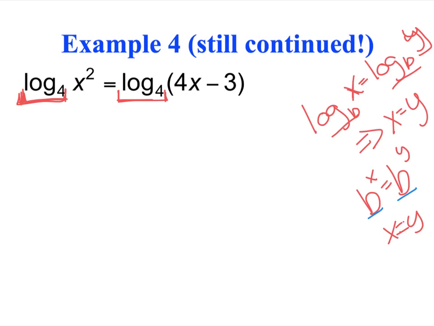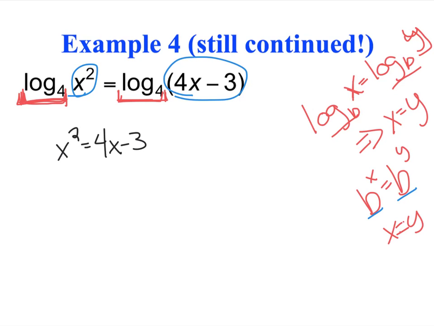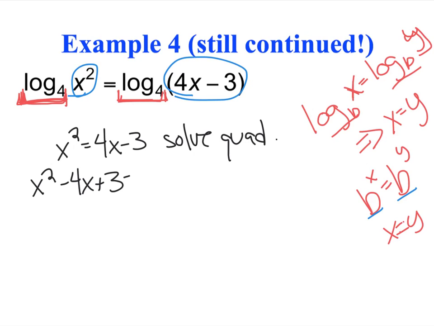So these two properties, back in our problem, allow us to say, since we have log base 4 of x squared equals log base 4 of 4x minus 3, then we can go right ahead and say x squared equals 4x minus 3. And then I just have to solve this quadratic. I need to set it equal to 0, so I'd have x squared minus 4x plus 3 equals 0. That's factorable.